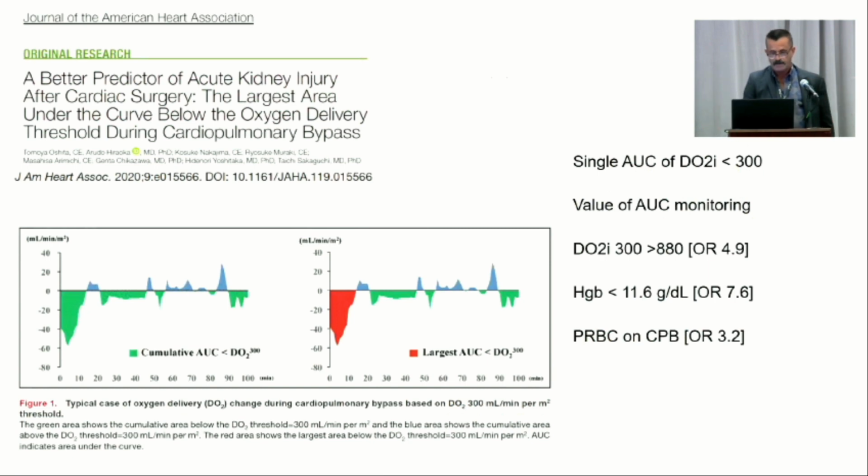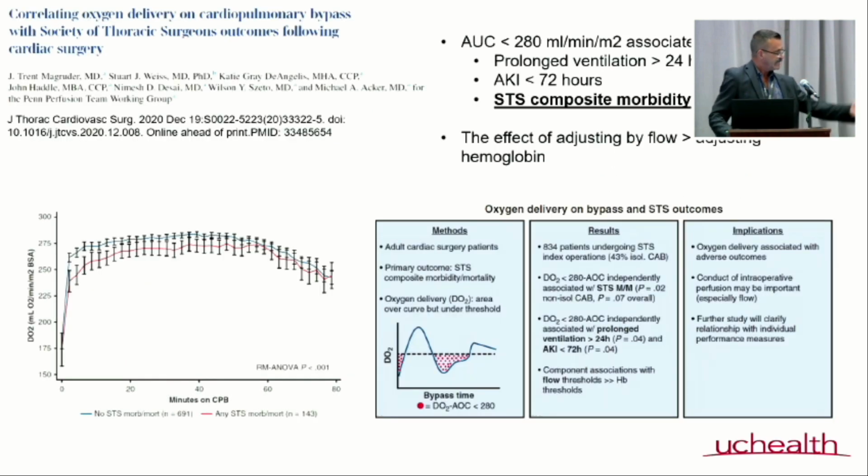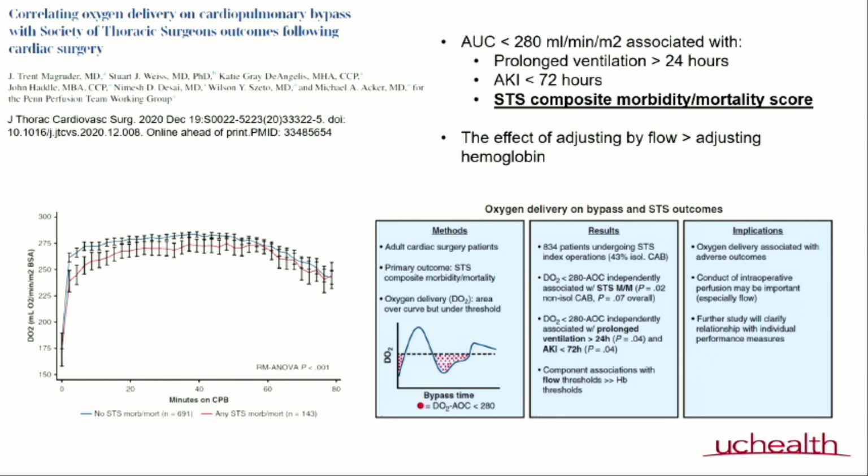But it gets more complex because now we start interacting other variables. We know it's more than just DO2. It's mean arterial pressure. It's fluid balance. It's all these things cumulatively coming together. This is a great paper from Trent Magruder. If you haven't read this one, the reason it's important is because Trent linked area under the curve of low oxygen delivery to the STS composite morbidity score. So now you have something that your cardiac surgeons are interested in, and you get their attention.